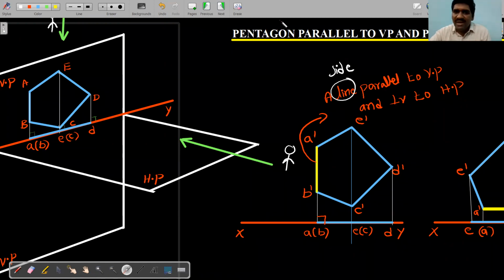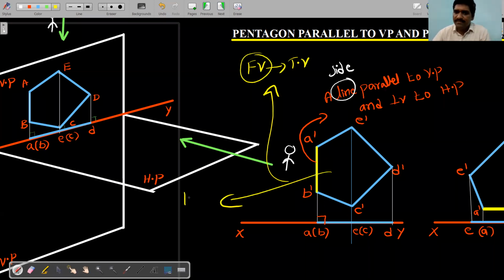On the horizontal plane, you will be drawing the top view. Therefore, start with the front view. Again, I'm repeating all of you. If any plane is parallel to the vertical plane, start with the front view. If any plane is parallel to the horizontal plane, start with the top view. So we have to start with the front view and then go for the top view. What is the reason? Because it is perfectly parallel to what? The vertical plane, and on the vertical plane we will always be drawing the front view.